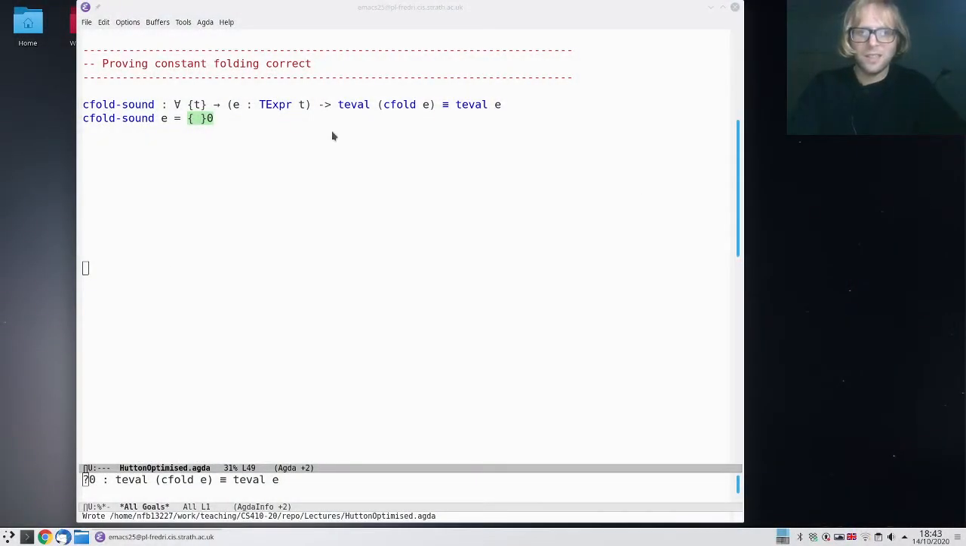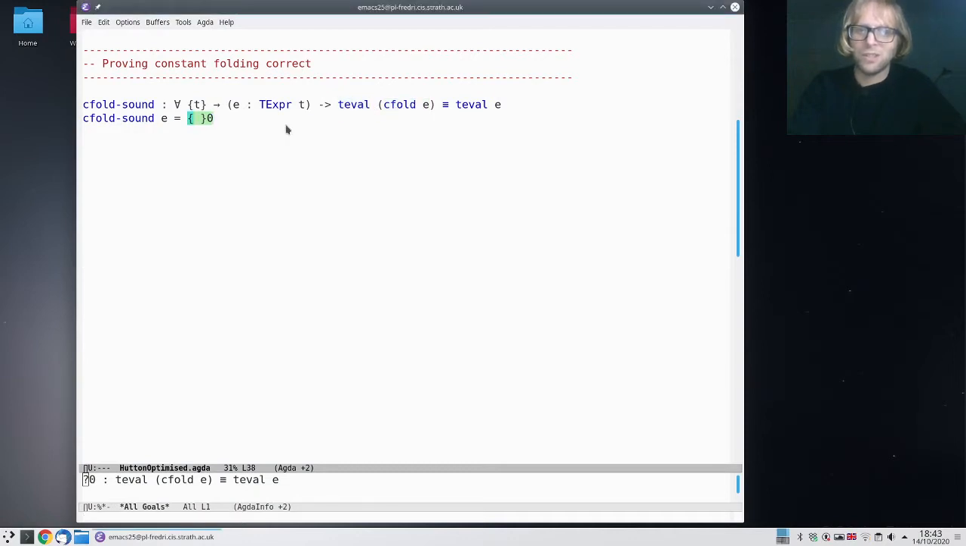Hello again. In the previous video we looked at how to implement optimizations for Hutton's razor, and in this video we're going to show that the optimization we did is actually correct, in the sense that it preserves the meaning of the expression. So if I take an expression e and I evaluate it, that's the same thing as first using the constant folding optimization, then evaluating that, right?